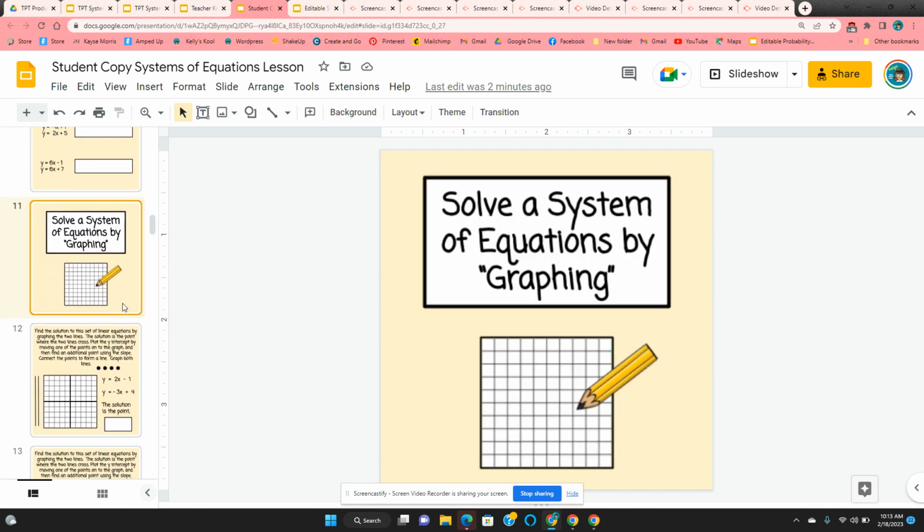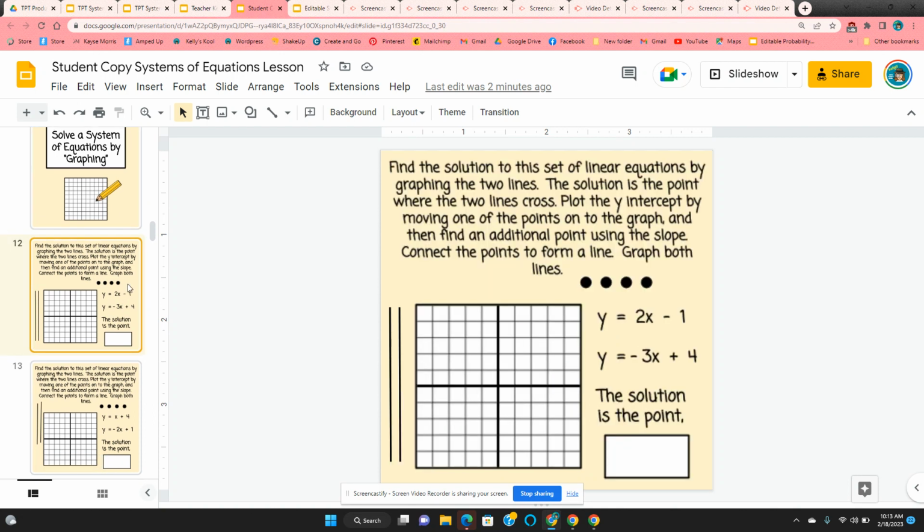So the students are going to start by graphing. On slide 12, they're going to move these points and move these lines in order to graph. They're given two equations, and they just click and hold on the points and they can move them onto the graph.